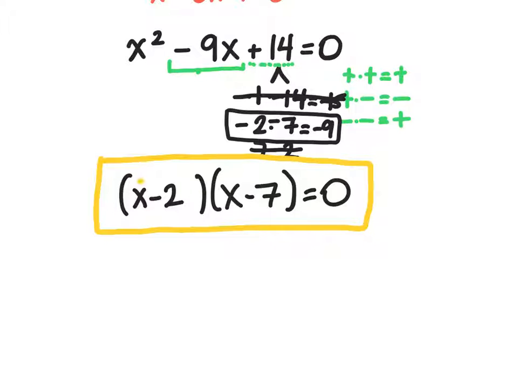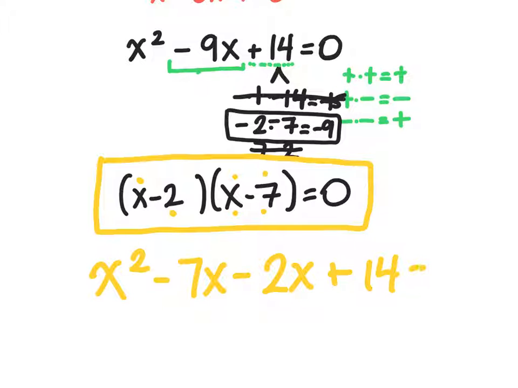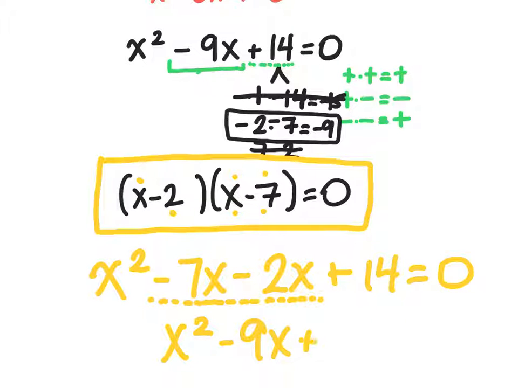So we'll say x times x will give me x squared. X times negative 7 will have negative 7x. Negative 2 times x will be minus 2x. And then negative 2 times negative 7 will give me positive 14 equals 0. When I combine my like terms, we'll have x squared minus 9x plus 14 equals 0. And I see that's exactly what I started with.